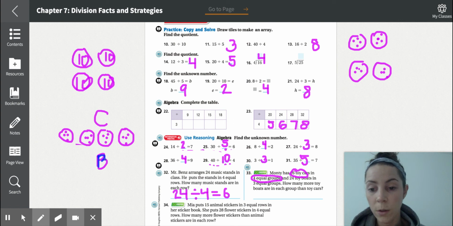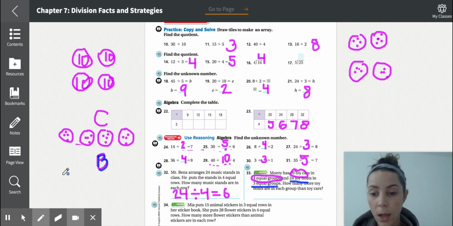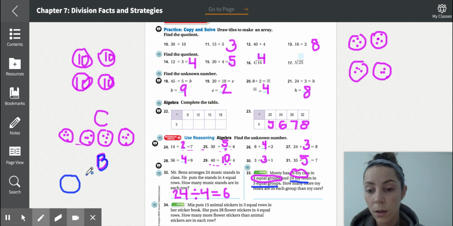Okay, notice I'm just taking it one clue at a time so I don't get overwhelmed. 24 toy boats into 3 equal groups this time. Okay, so now I'm going to do 3 equal groups. 1, 2, 3, and pass them out one at a time. I'm going to save some time this time. And this would be 8.